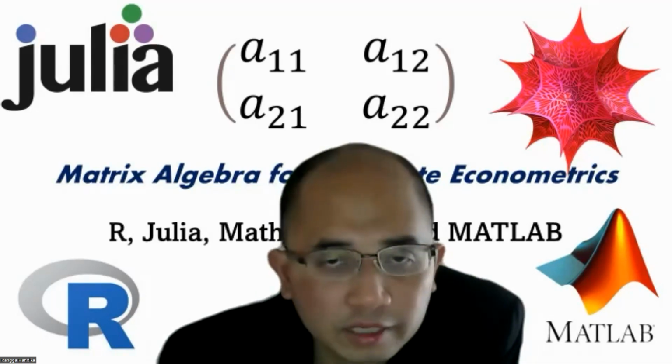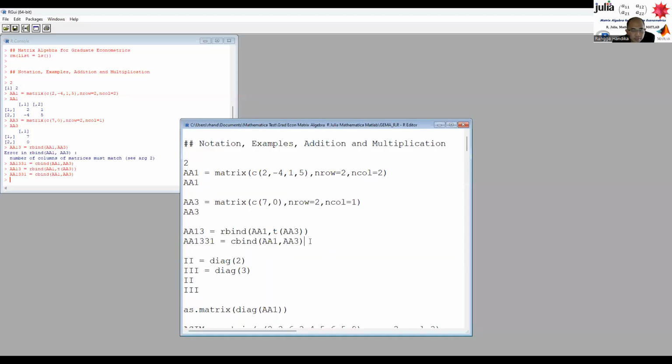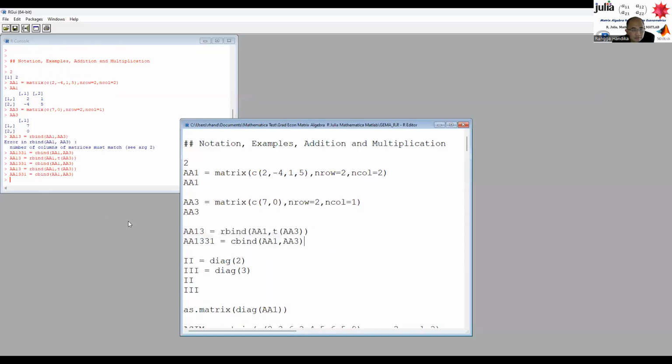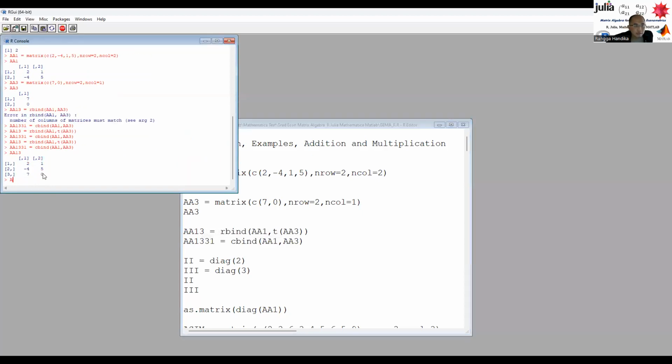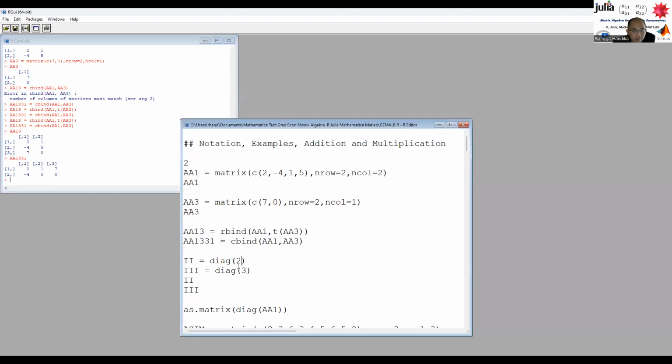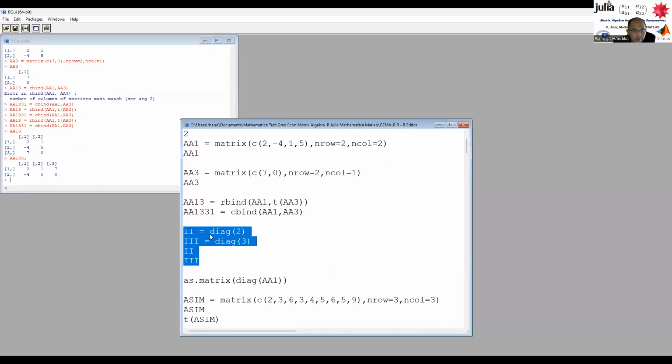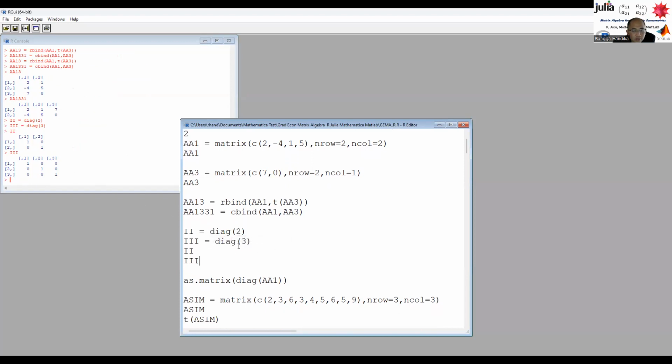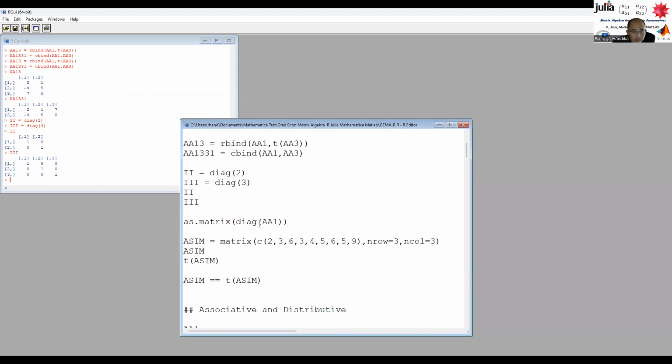Sorry, there was a mistake, so let me correct here. So you can see the dimensions of the 1 by 3 and 3 by 1 matrices. Row bind, column bind, and then you can make the identity matrix here of 2 by 2 and 3 by 3. And then you can make a diagonal matrix. Okay, you can make this one.